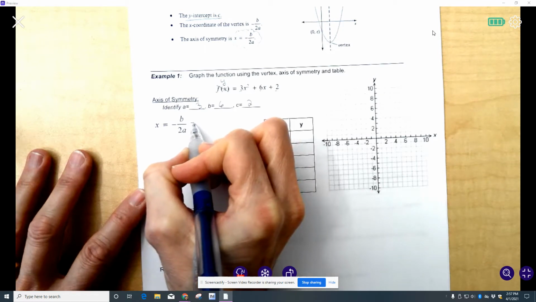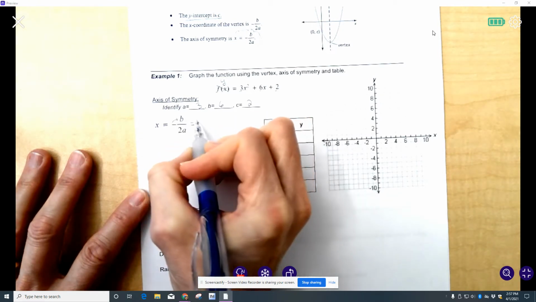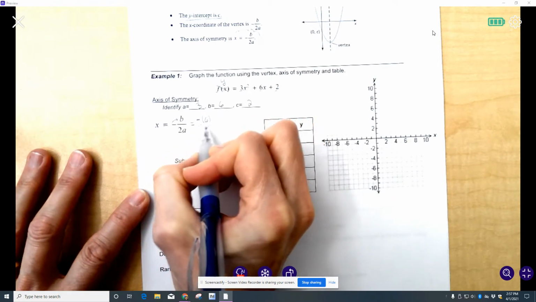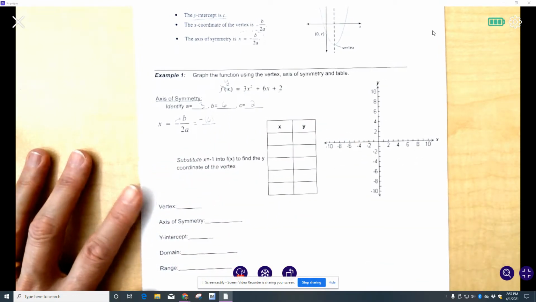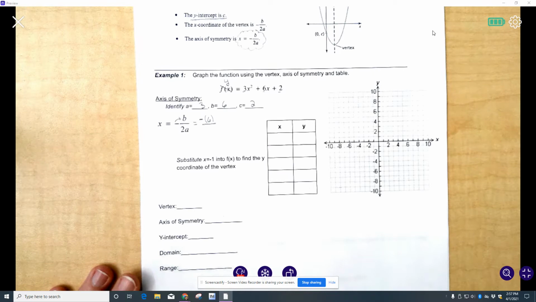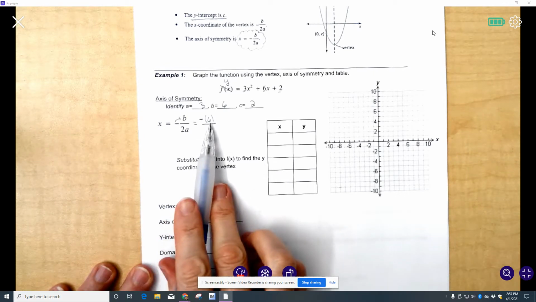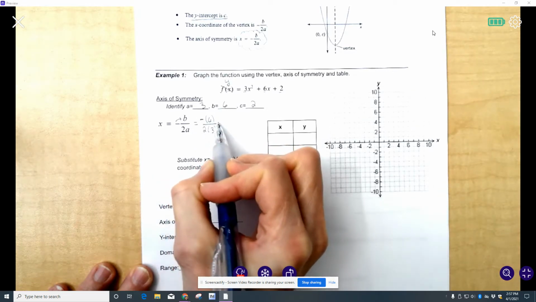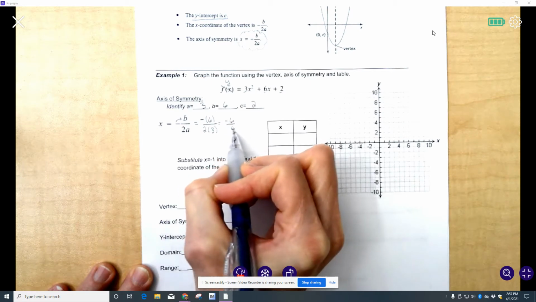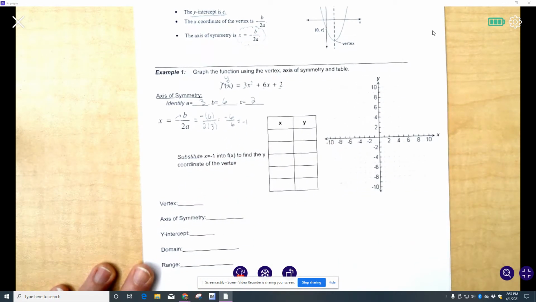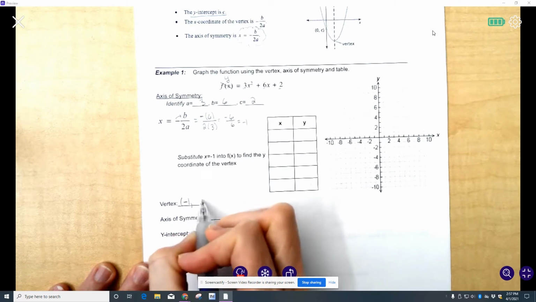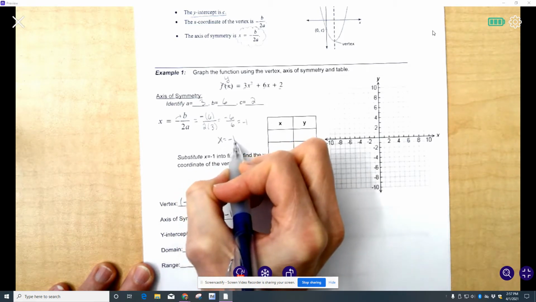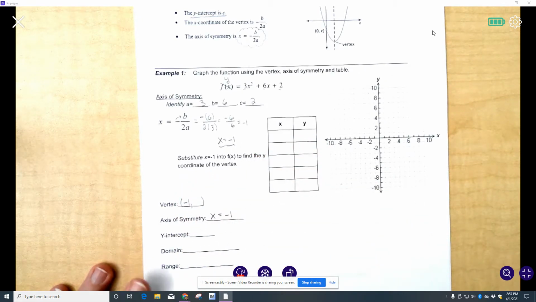So x equals negative b. I like to hop that negative right up and put it next to the b. In this case, my b is 6. Get in the habit of putting your b in parentheses, though, because when your b is negative, you're going to want to make sure you do a negative here. And then 2, a is 3. So when I simplify this, I get negative 6 over 6, or negative 1. So half of my vertex is negative 1. My axis of symmetry is x equals negative 1. I already found 2 pieces of my list down here.